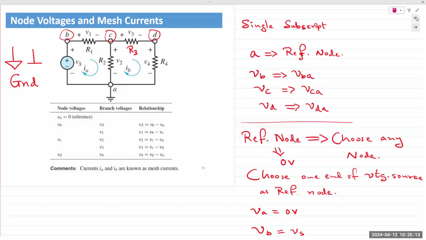So in this circuit, we have 1, 2, 3, 4 nodes. Out of 4 nodes, we choose A as the reference. So VA is 0, and B is connected to VS. So VB is equal to VS. So out of 4 nodes, we eliminated 2. So only 2 unknown variables. We only need to write two KCL equations to obtain two linear equations to obtain our answers.